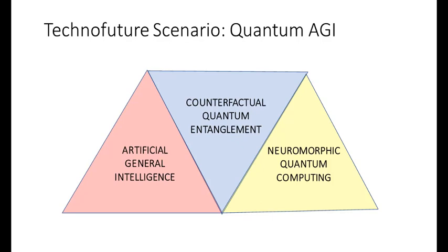One future scenario is quantum AGI, in which artificial general intelligence, counterfactual quantum entanglement, and neuromorphic quantum computing, all in different stages of development, will merge, creating a very high-functioning body of knowledge in both science and technology that will allow artificial general intelligence to go significantly beyond what the expectations are for AGI over the next several decades.